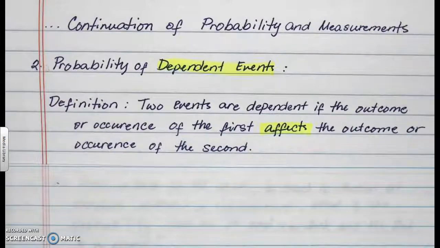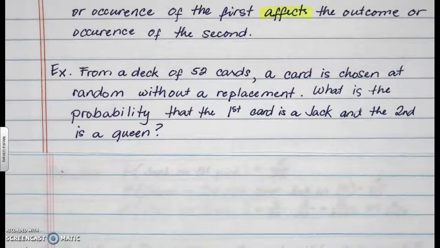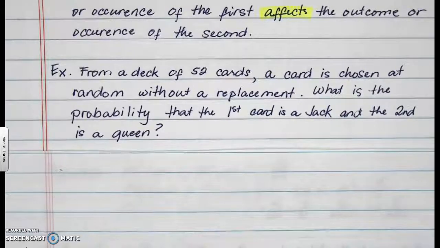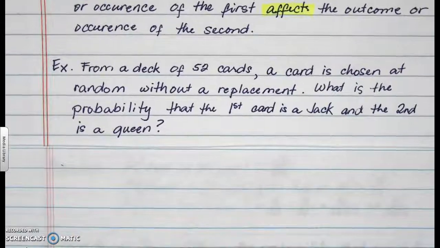The second type of probability is the probability of dependent events. Definition: Two events are dependent if the outcome or occurrence of the first affects the outcome or occurrence of the second. An example: From a deck of 52 cards, a card is chosen at random without a replacement. What is the probability that the first card is a jack and the second is a queen? Let's analyze. So the first time, you want your card to be a jack. The second time, without a replacement, meaning you did not return the card that you took the first time, you want to be able to draw a queen. Now let's start the solving.